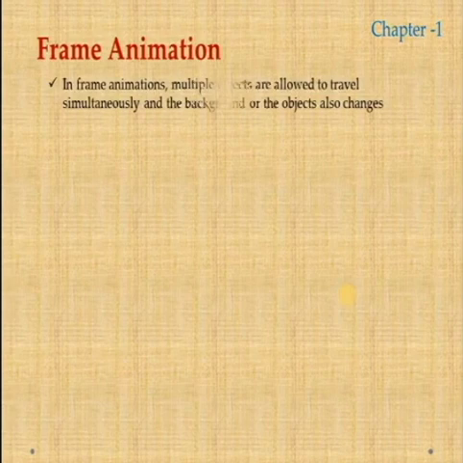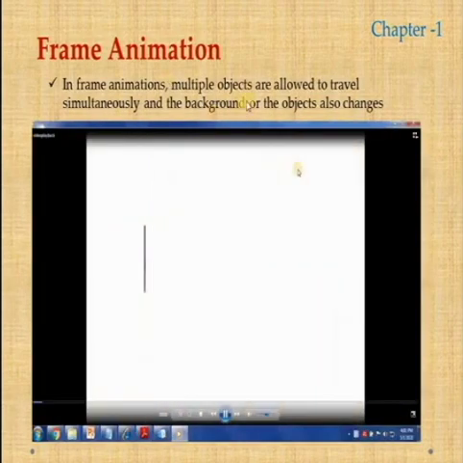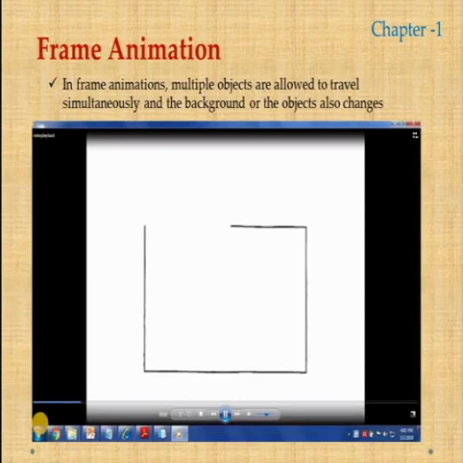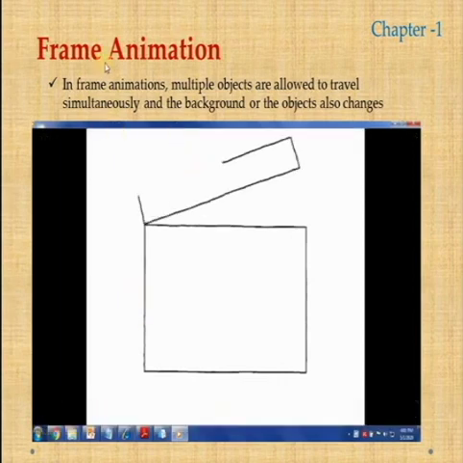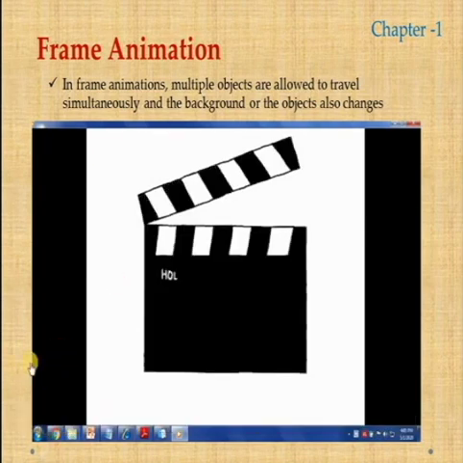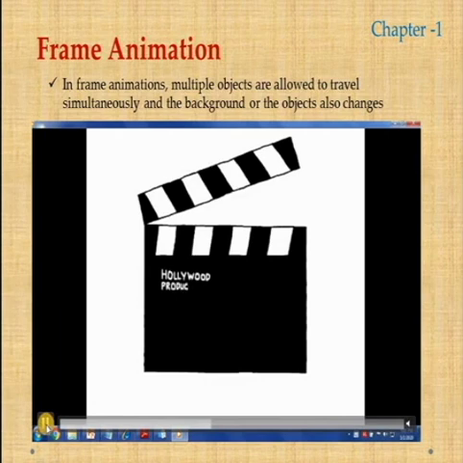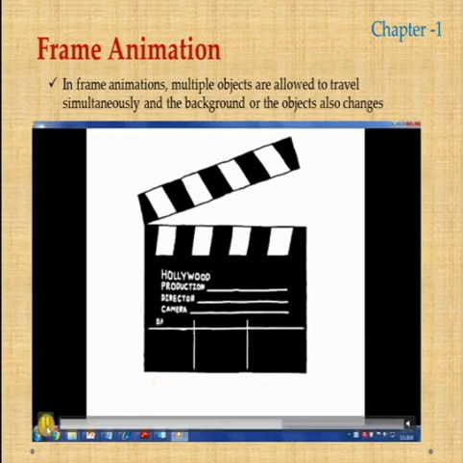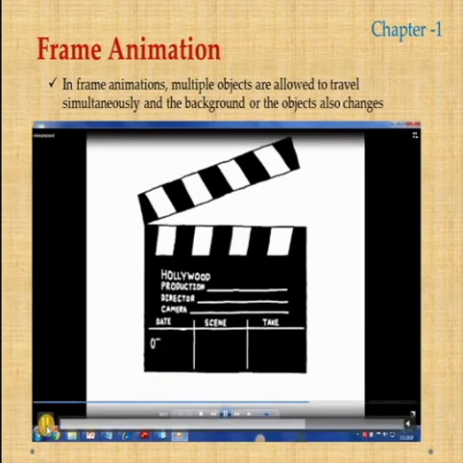Next one is frame animation. Here multiple objects are allowed to travel simultaneously. Here I have given an example for two-dimensional frame animation. The frame animation can be applied for three-dimension also. Nowadays most of the graphics images or animated images are using frame animation format with three-dimensional thing. This is an example for frame animation with 2D.